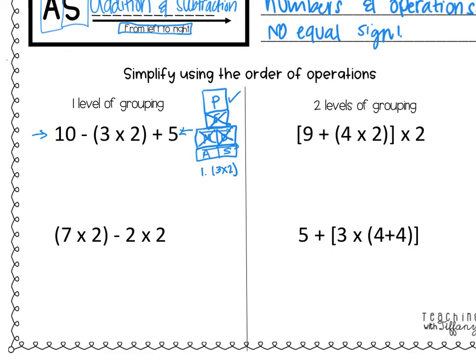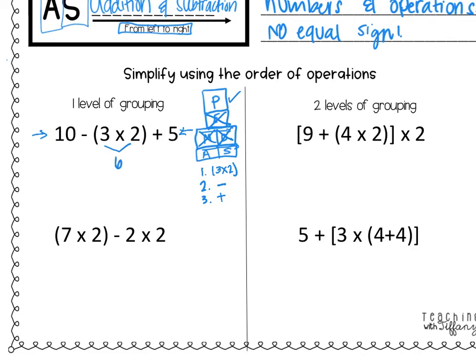And if you look, I have 10 minus 3 times 2. So my next step would be to subtract. Then I have addition, and my next step would be to add. So I'm going to solve these now in my steps that I ordered. So my first step would be multiply 3 times 2. So I'm going to multiply 3 times 2. 3 times 2 is 6.